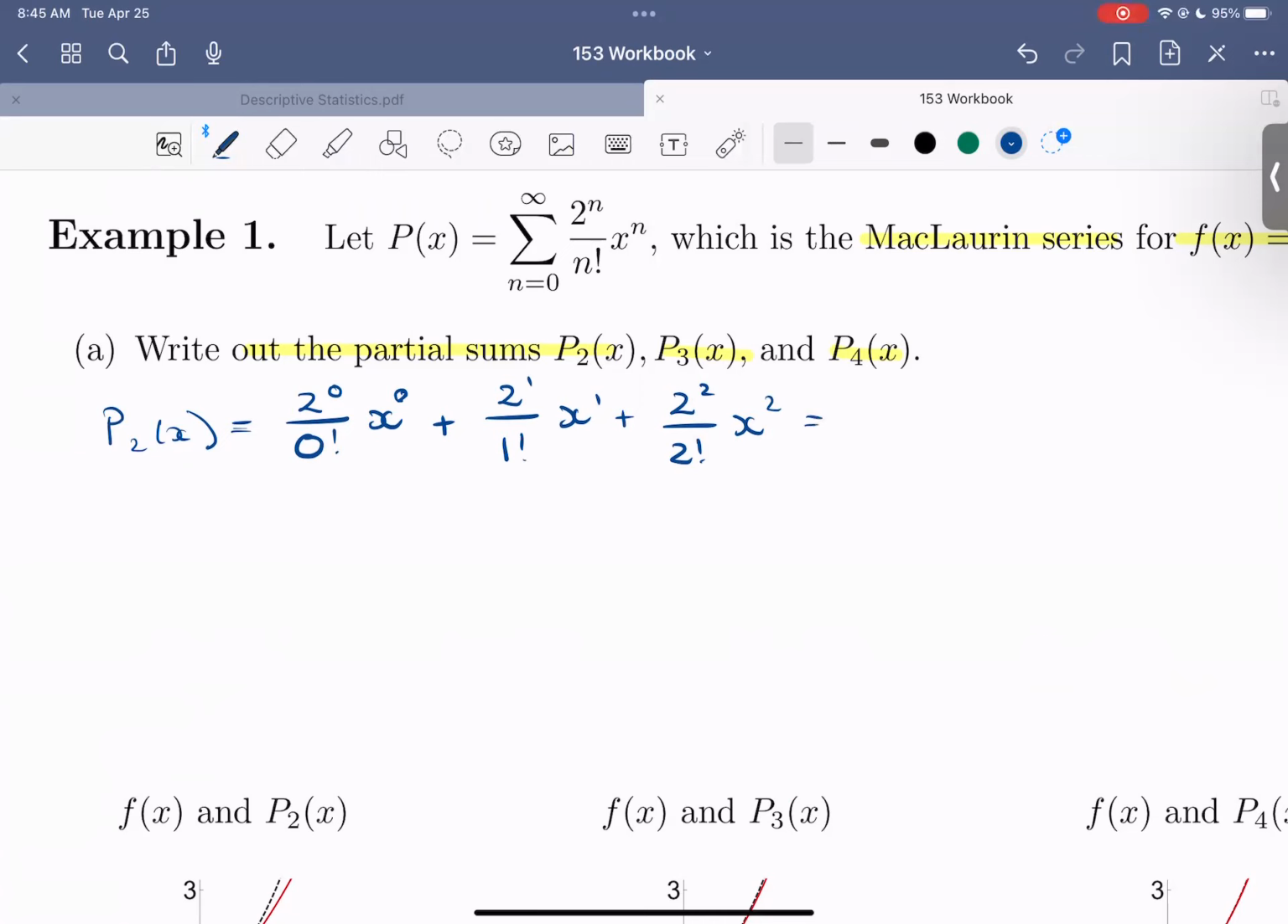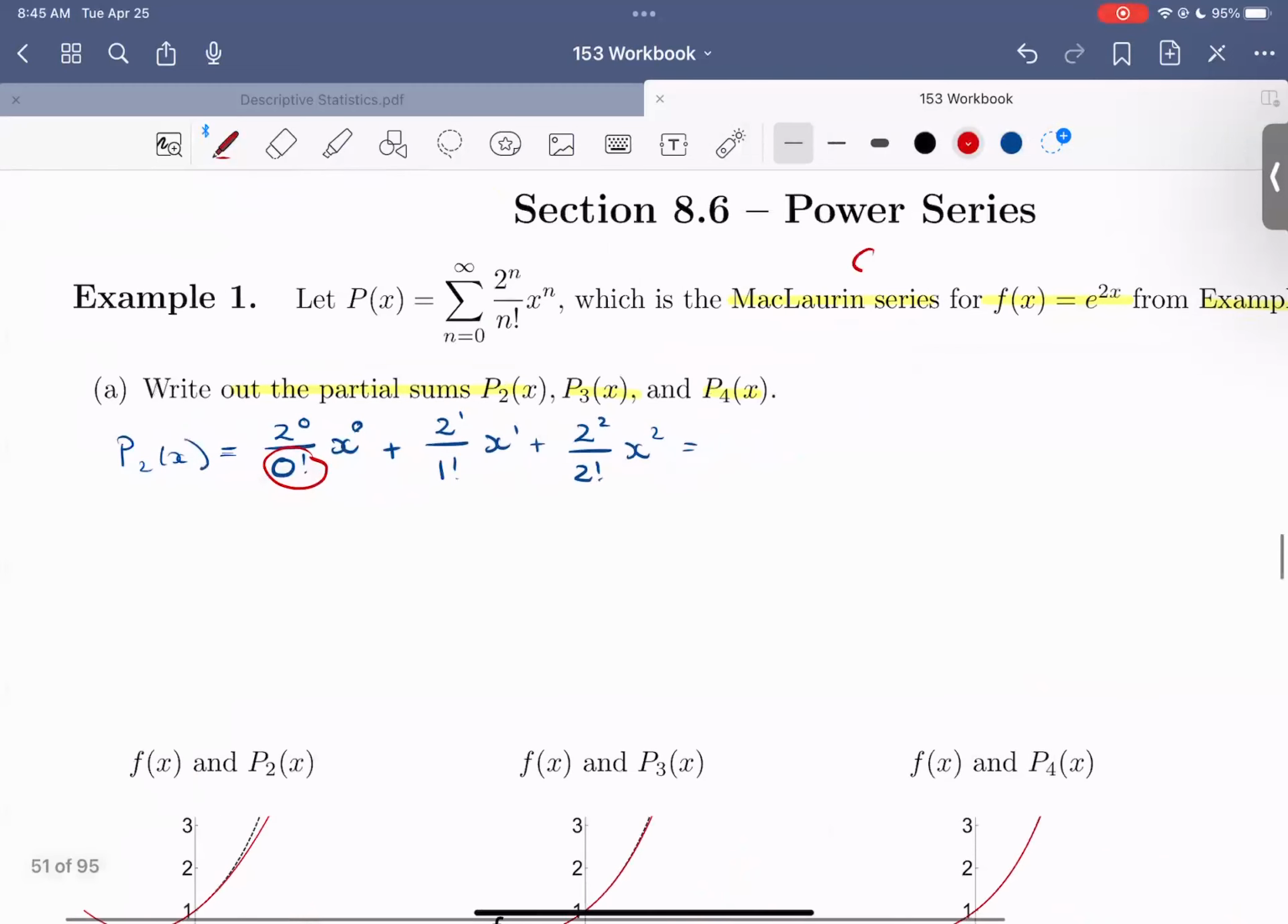These aren't too bad. One thing, though, that might be odd is that we have a 0 factorial. So what is 0 factorial? Well, it turns out 0 factorial is defined to be 1, and this just works out for consistency and other operations that we do with factorials. So that's sort of the definition: 0 factorial means 1.